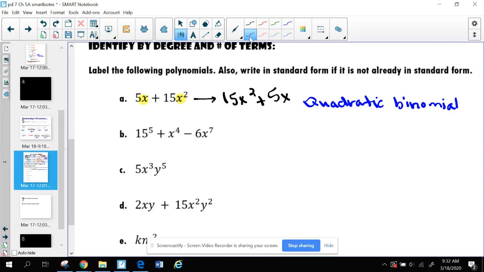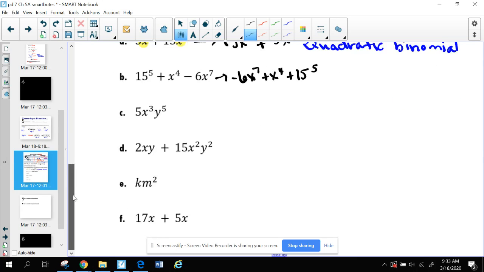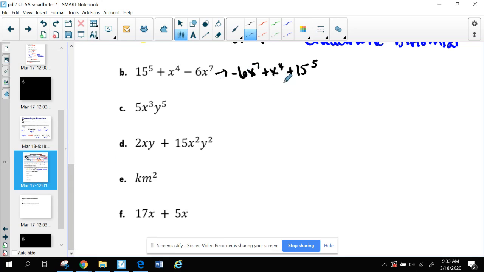Take a look at B. Okay, again, not quite in standard form. So we're going to rewrite this to be in standard form first. This should really go negative 6x to the 7th. Then it should be x to the 4th, because notice in our last term here, there is no variable. So that's really just a constant. So that's going to be our standard form. And then we do notice they're all x's, but we don't have anything for as big as 7. So when I name this one, this is going to be a 7th degree trinomial because it has 3 terms.